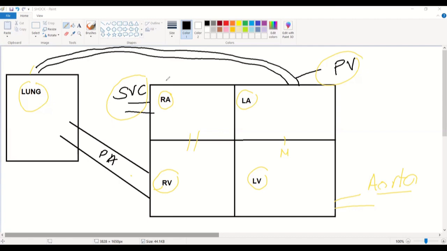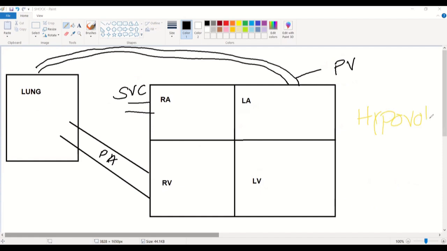Okay, there are different types of shock. Shocks are divided into many types, but we broadly classify shock into four types. First is hypovolemic shock. The main culprit in hypovolemic shock is decreased intravascular volume, right?